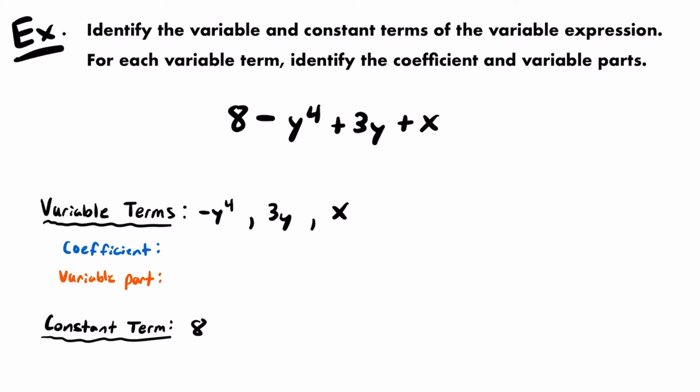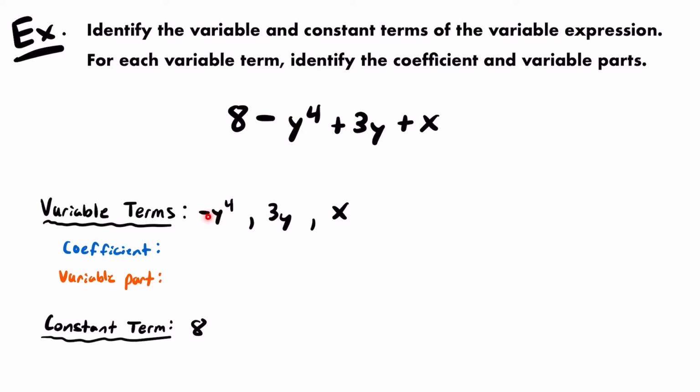Okay, and just like with our previous example, don't forget to include any negative signs. The variable term is negative y to the power of 4, not just y to the power of 4. So make sure to include that negative. Now, we've identified the variable and constant terms. Now let's identify the parts of each variable term. We need to identify the coefficient and variable part in each case.